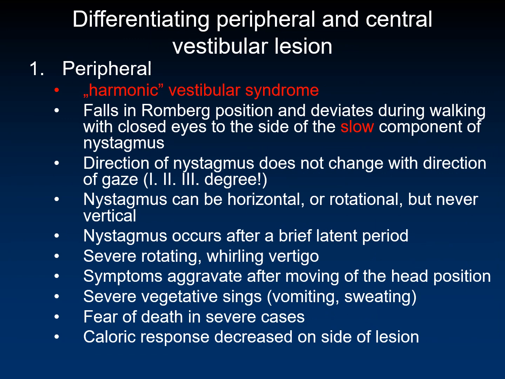Differentiating peripheral and central vestibular lesion. Peripheral harmonic vestibular syndrome: fall in Romberg position and deviate during walking, which closes eyes, to the side of the slow component of nystagmus. Direction of nystagmus doesn't change with direction of gaze. Nystagmus can be horizontal, rotational, but never vertical. Nystagmus occurs after a brief latent period. Severe rotation, warning vertigo, symptoms aggravate after moving of the head position. Severe vegetative signs, vomiting and sweating, fear of death in severe cases, caloric response decreased on the side of the lesion.